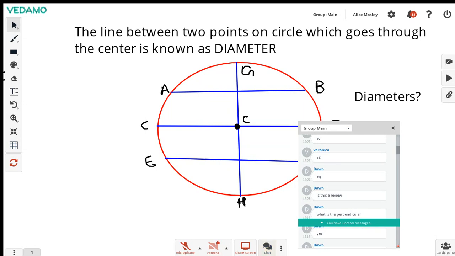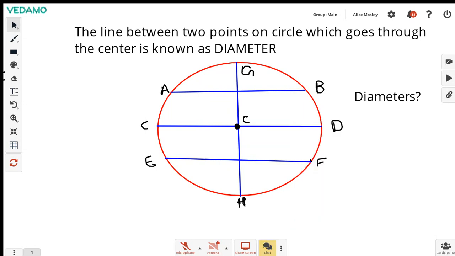Let's see if AB is the diameter or not. The definition says the line between 2 points on a circle, which is correct, so AB is a line between 2 points on the circle. But the definition also says which goes through the center. AB here is not going through the center. So AB is not a diameter.